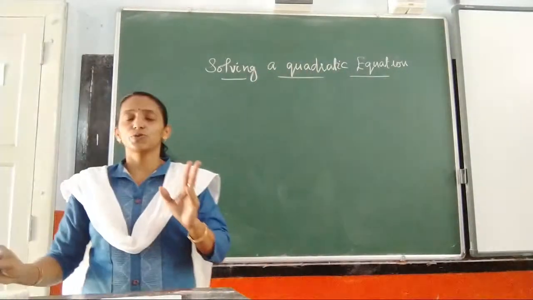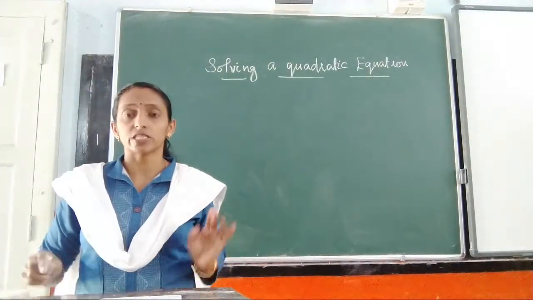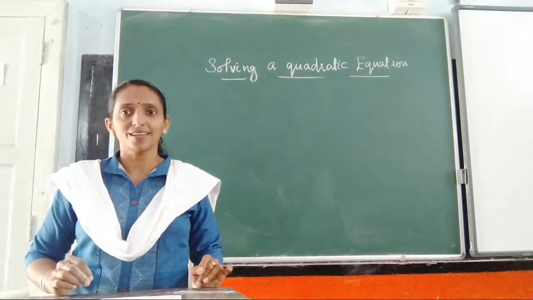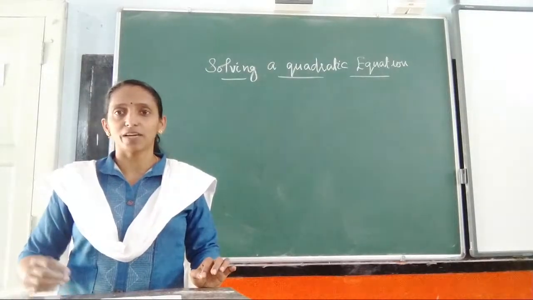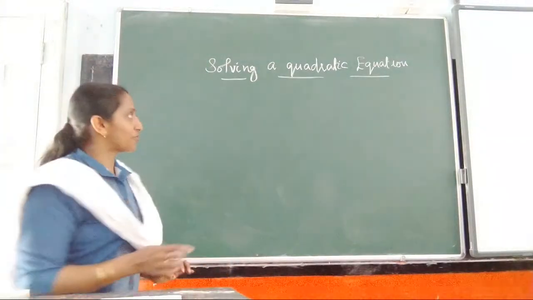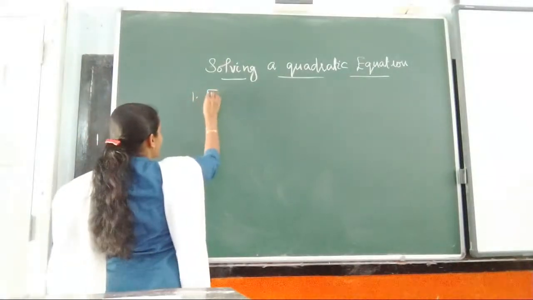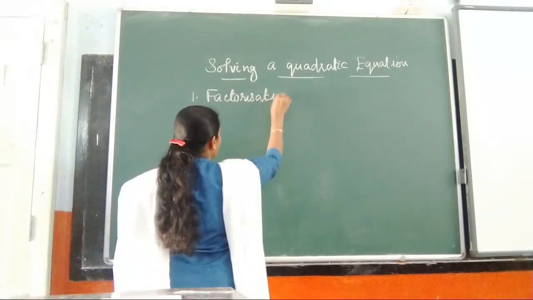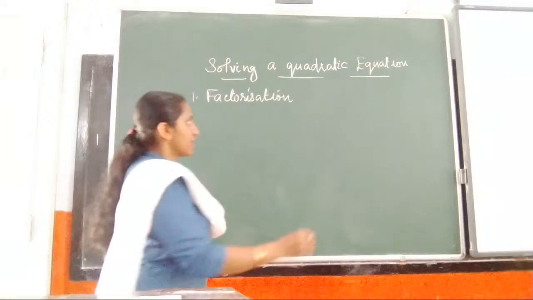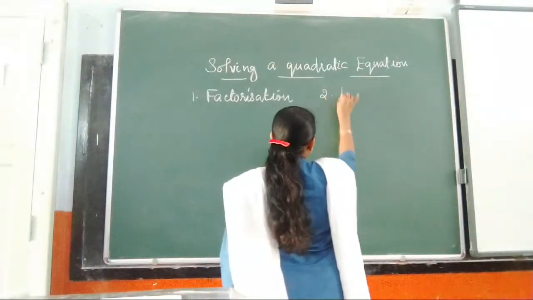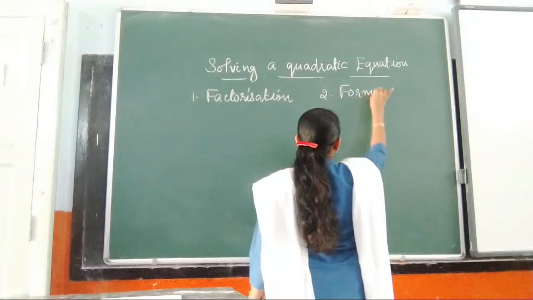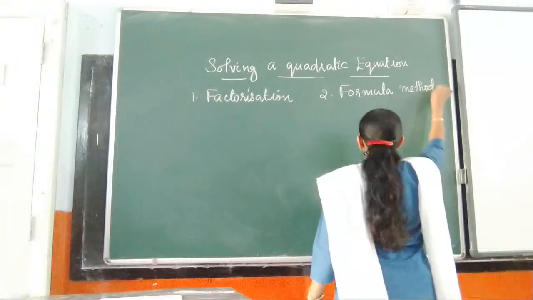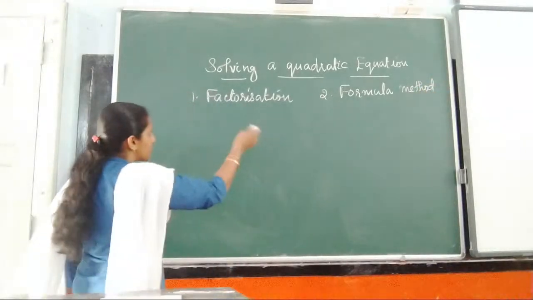We have two methods for solving the quadratic equation. Solving the quadratic equation means what? We have to find the values of x. Right? So we were finding out the values of x by factorization last year. So the first method of solving the quadratic equation is factorization method, and the second method is formula method. So today we are going to see once more, already familiar to you.